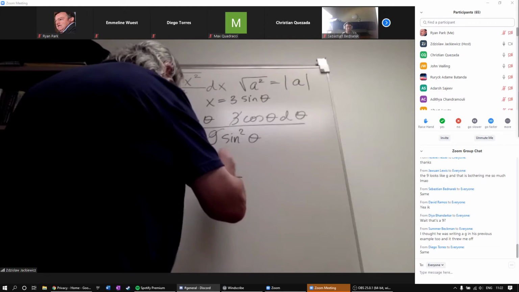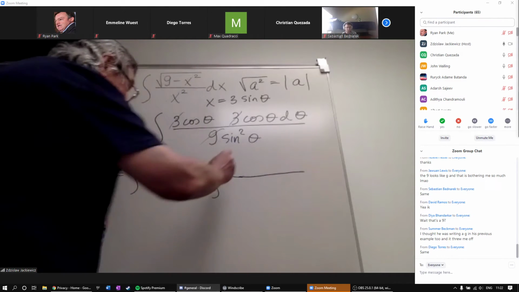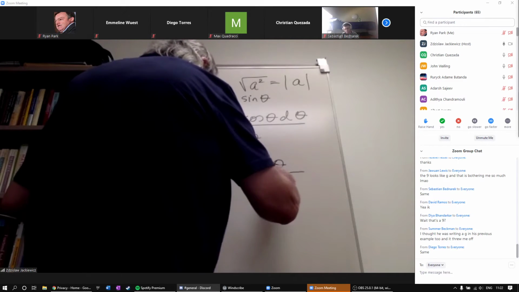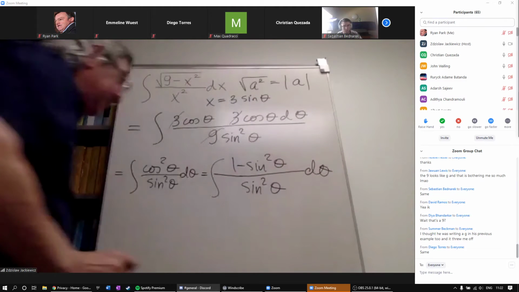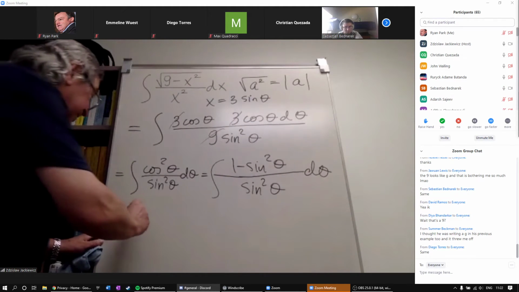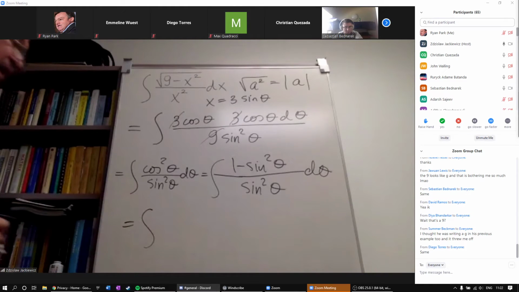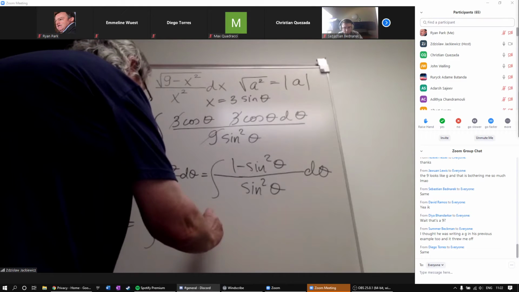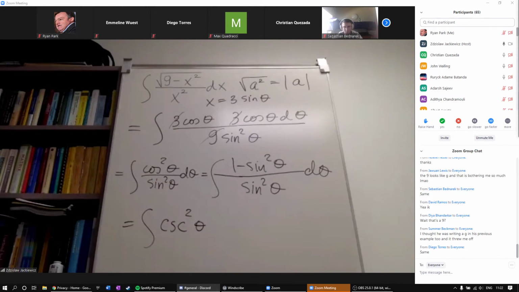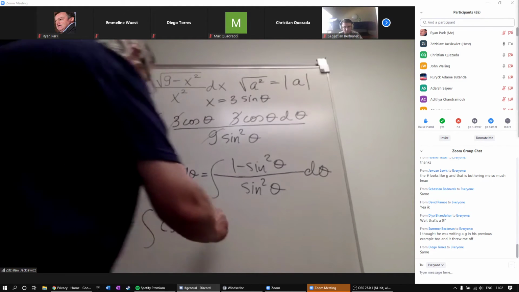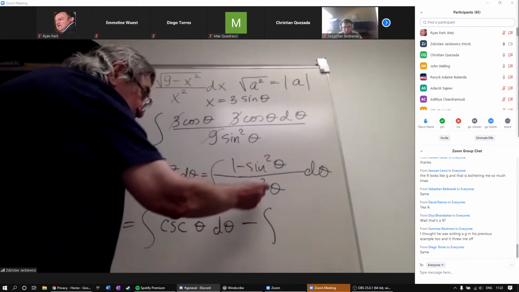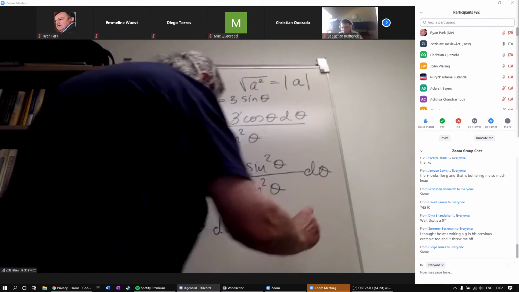So that's equal to 1 minus sine squared theta over sine squared theta. So that's equal to 1 over sine squared, which is cosecant squared. So the integral of cosecant squared theta d theta minus the integral of sine over sine, which is 1. So d theta.